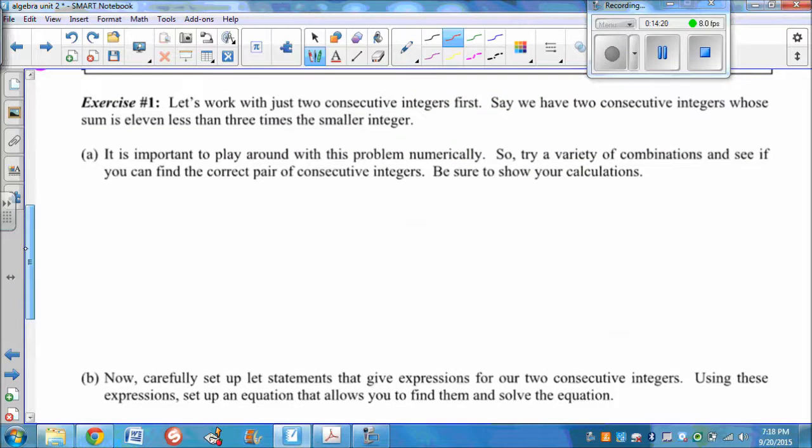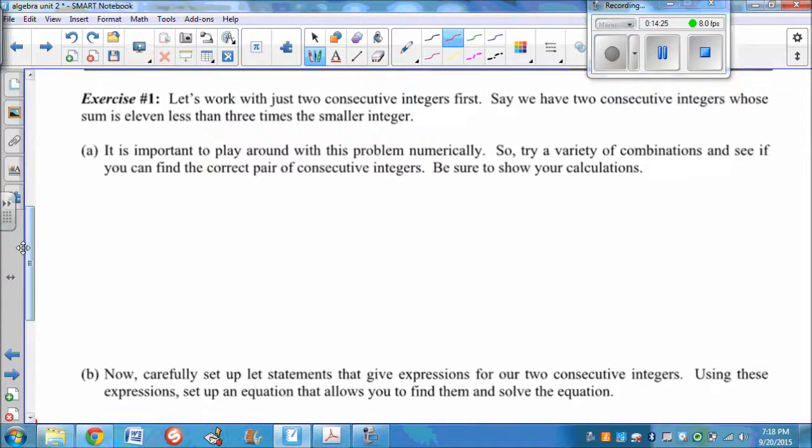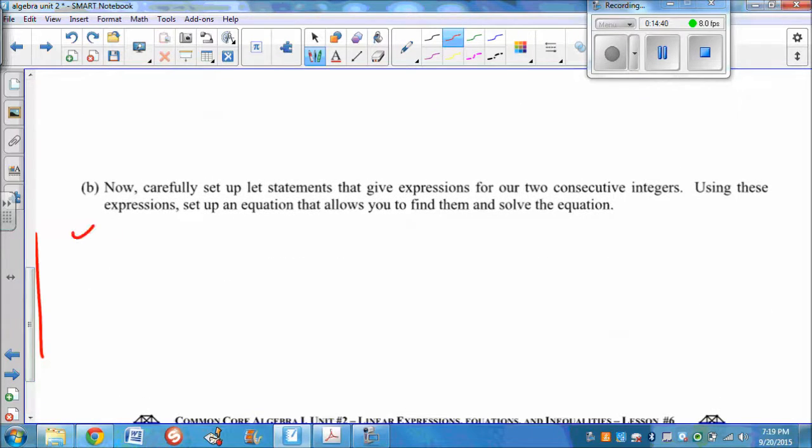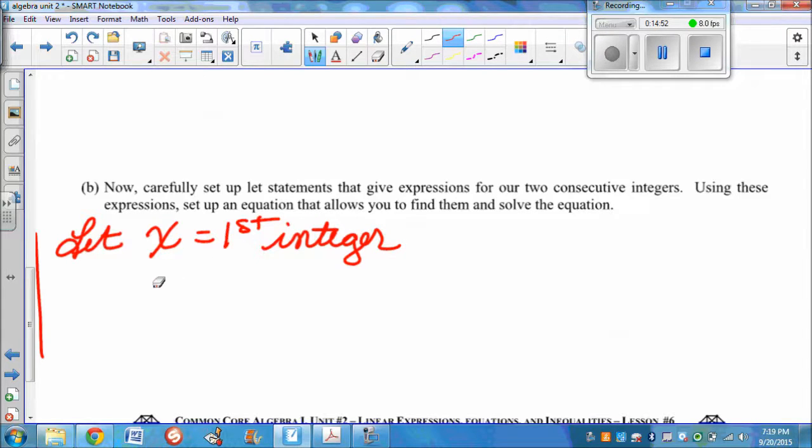It says consecutive integers first. Here's the equation. Sorry, I got a little too excited there. Here we go. 2 consecutive integers whose sum is 11 less than 3 times the smaller integer. So my first let statement, if I don't know the integer, it's got to be x. Let x equal the first integer. Now, if consecutive integers are one right after the other, this next one would be x plus 1. That's going to be our second consecutive integer.